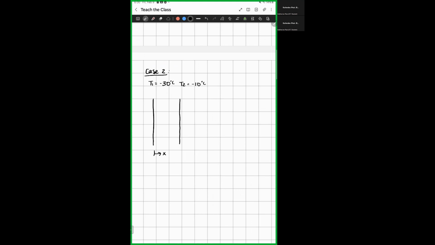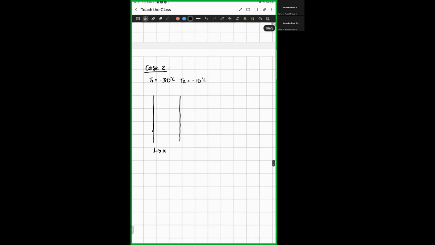We're going to draw the heat transfer going from T1 to T2, but this time we're going from a colder temperature to a hotter temperature. So there will be a positive slope here. We're going to draw T1 down here, T2 up here, with a positive slope. And again, just drawing this in this direction, just so the math all works out.